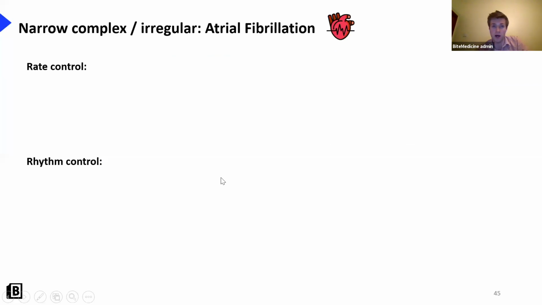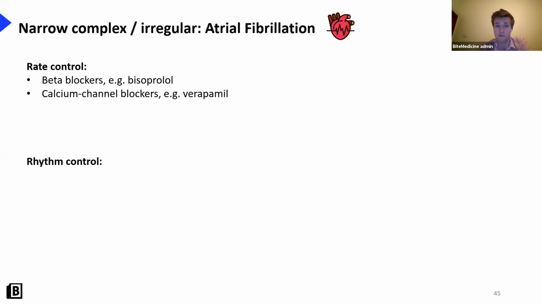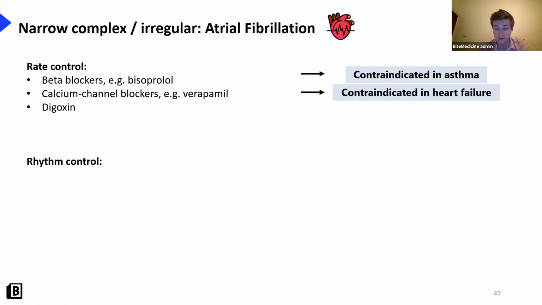So just going through them in terms of some classic high yield information for your exams. For rate control, think about beta blockers like bisoprolol, and calcium channel blockers like verapamil, and digoxin. If in your SBAs your patient has asthma, they're usually testing to see whether you know not to give a beta blocker. They're relatively contraindicated in asthma. For verapamil, tend to avoid it in heart failure. And digoxin tends to be indicated in heart failure because, as I said, it has a positive inotropic effect.